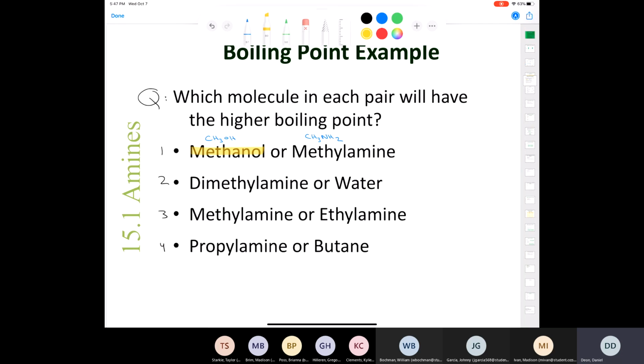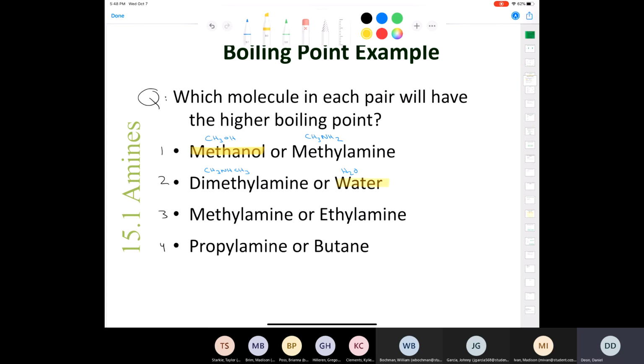Great. The next one is dimethylamine, which would be this CH3NH and then another CH3, or water. What about this one? Yeah, water, absolutely. Water has a much higher boiling point. Water has a boiling point of 100 degrees, and that's because it has two oxygen-hydrogen bonds for hydrogen bonding. Again, the hydrogen bond in water is much stronger than that in an amine.